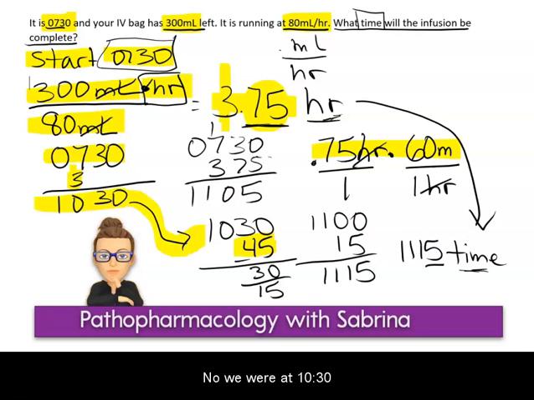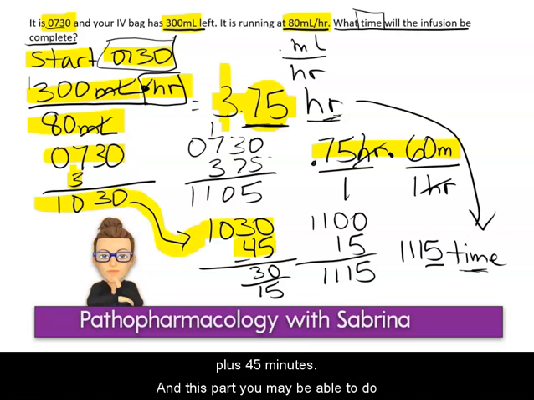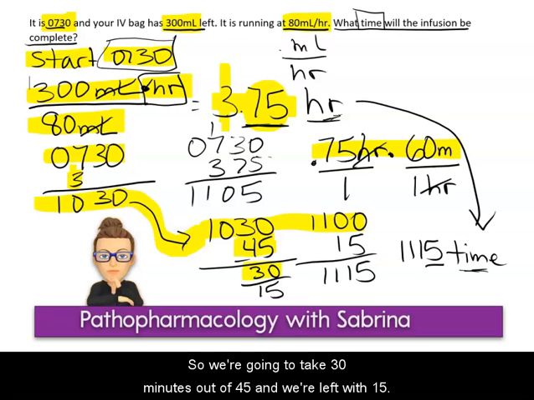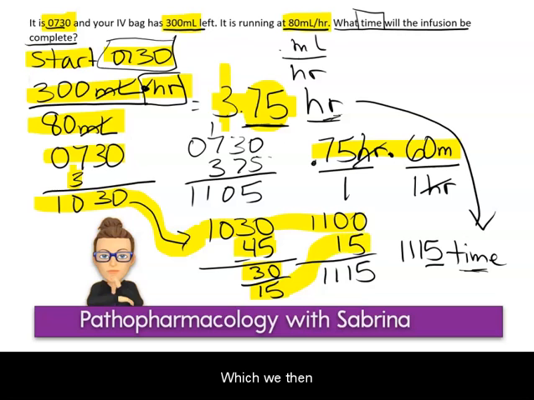Now we were at 10:30 plus 45 minutes. And this part you may be able to do just in your head. But if you can't, we need 30 minutes to get to 11 o'clock. So we're going to take 30 minutes out of the 45 and we're left with 15, which we then put here. 11 o'clock plus 15 minutes is 11:15. So in this question, the time it will be complete is 11:15.